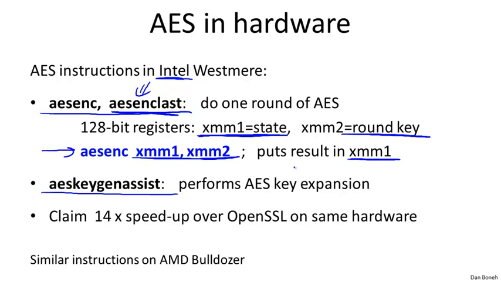And as a result, if you wanted to implement the whole AES, all you would do is call AES enc 9 times, and then call AES enc last 1 time, and these 10 instructions are basically the entire implementation of AES. That's it. It's that easy to implement AES on this hardware. And they claim that because these operations are now implemented inside the processor, they can get a 14x speed up over an implementation that's running on the same hardware, but implementing AES without these special instructions.